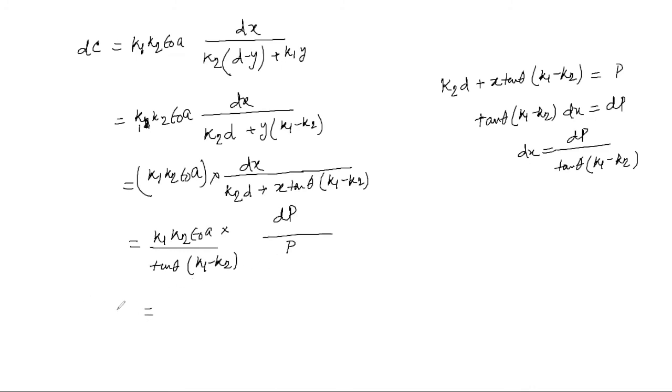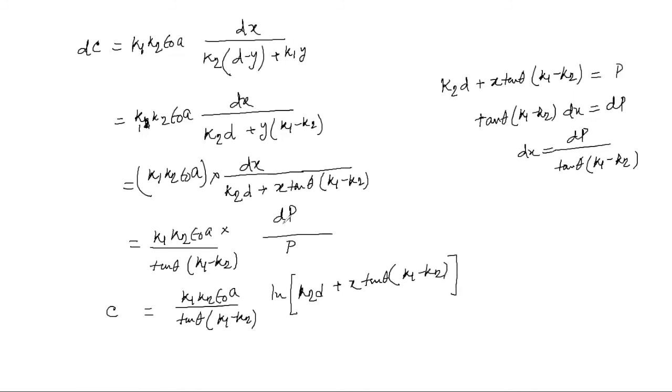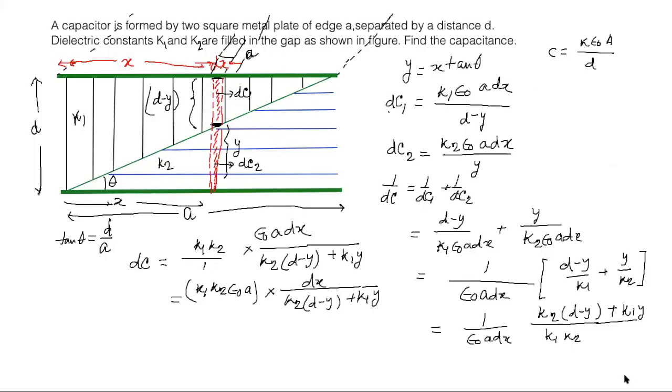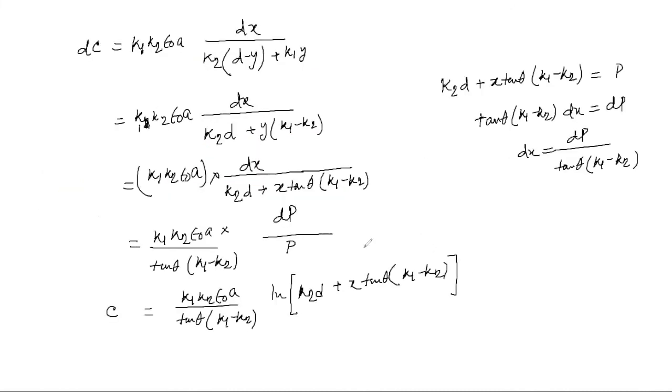So upon integration, C will be K1 K2 epsilon naught A divided by tan theta times K1 minus K2, and this is ln P. We can put the value of P here, so this is K2 D plus X tan theta times K1 minus K2, right? And we must put limits because C is for the whole plate, where X varies from 0 to A.